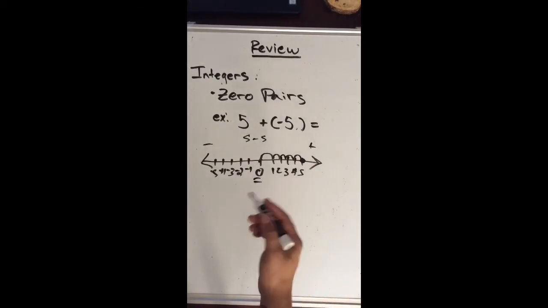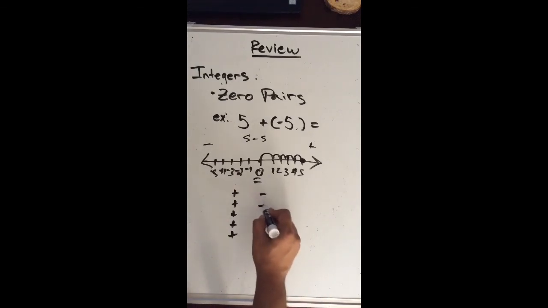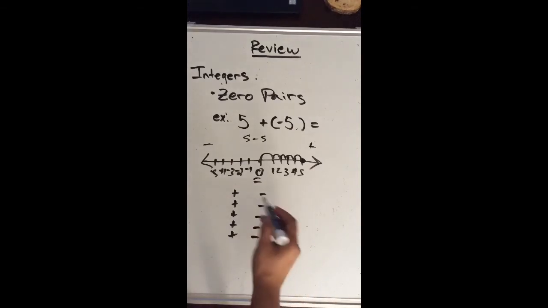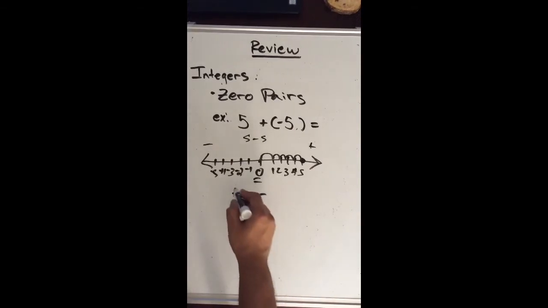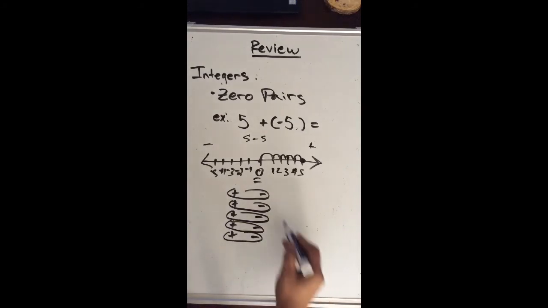I'm going to try with my zero pairs. Let's see, I have 1, 2, 3, 4, 5 positives. And I'm going to add 1, 2, 3, 4, 5 negatives. So let's see. I added these. So there's a zero pair. There's a zero pair. For every one positive there should be one negative. And how many do we have left? 0.